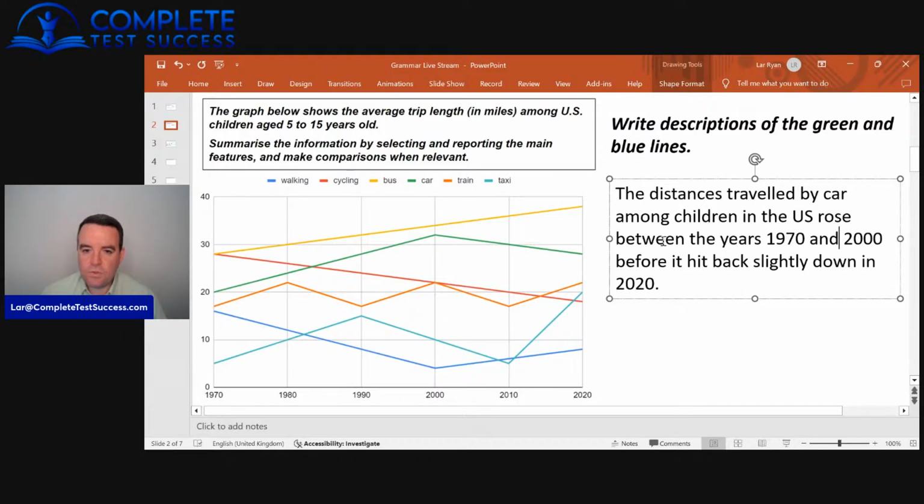Okay, so you're not describing inside the year 2000, you're describing by the year 2000, or between 1970 and 2000, or from 1970 to 2000, whatever way, but you're describing that there was an increase or a rise during that period. And now hit back slightly down. Again, this is more of a vocab problem, but you could say fell slightly rather than hit back slightly down, just before it fell slightly in 2020. And that's perfect. In 2020 is fine.